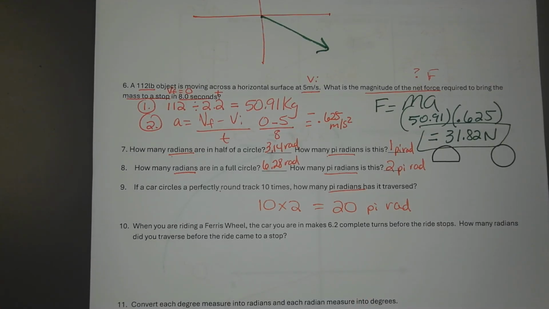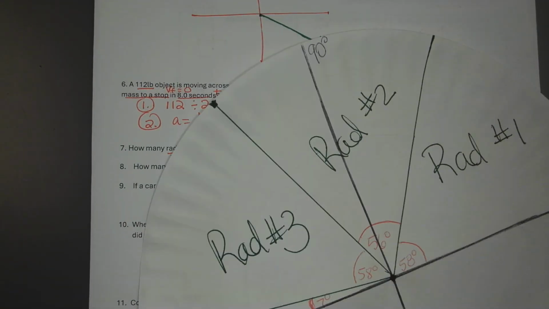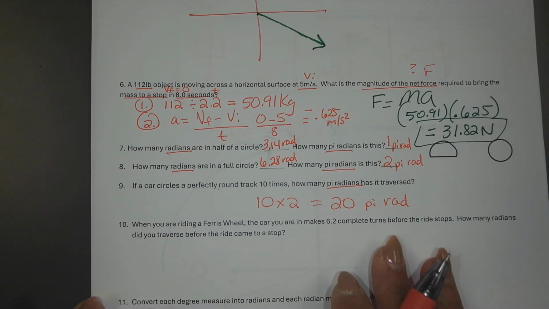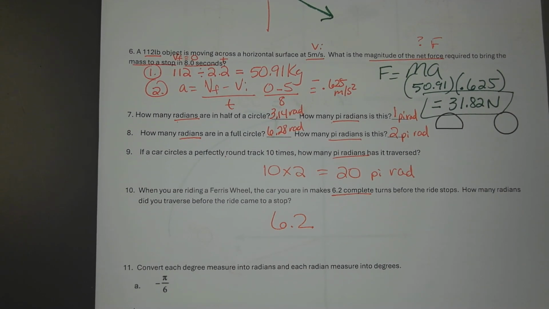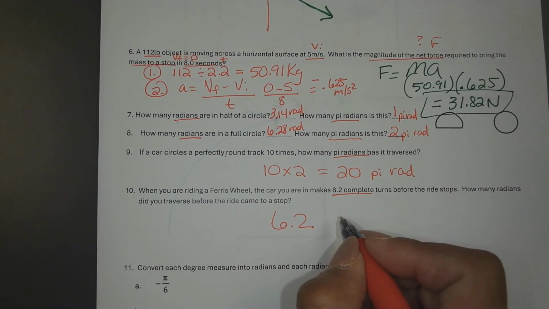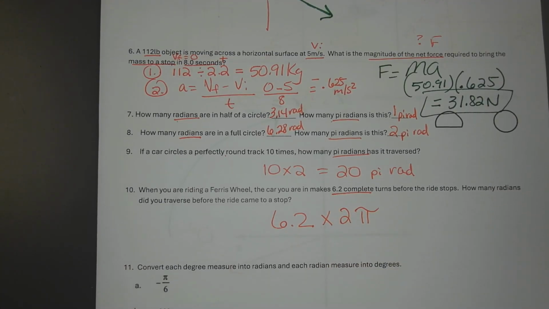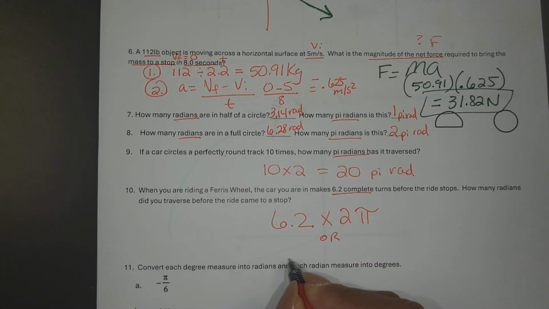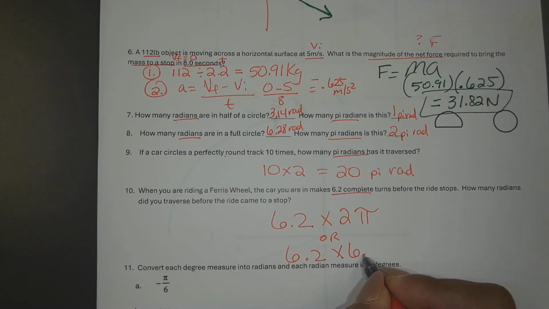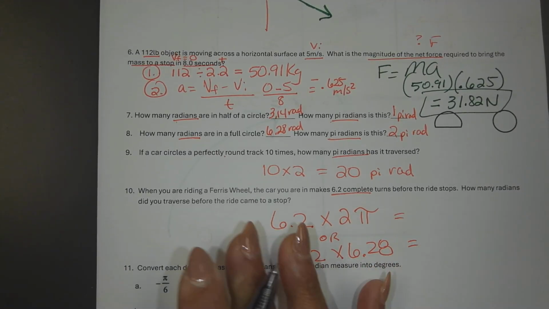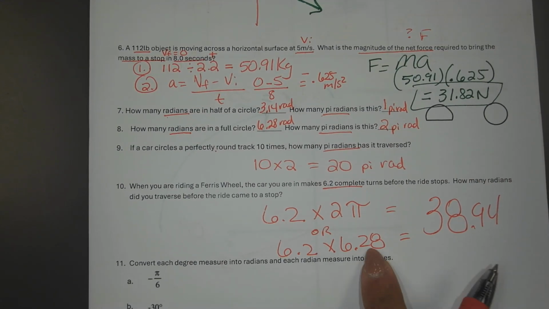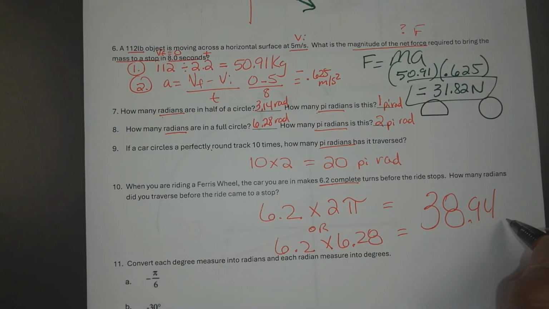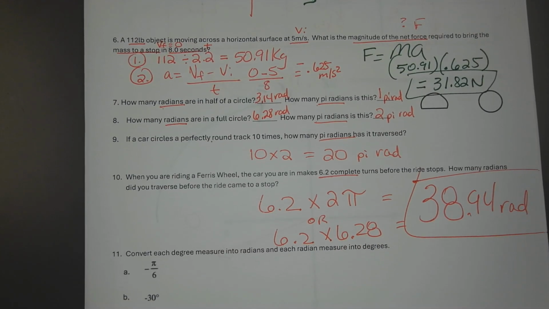The next question, though, asks you for radians. Remember, this side is the pi rad, this side is the radians. So for this one, if you rotate it 6.2 times, you can do either multiply by 2 pi, or you can do 6.2 times 6.28. Either way, you're going to get the same answer of 38.94, depending on how you rounded on that pi rad. Okay?